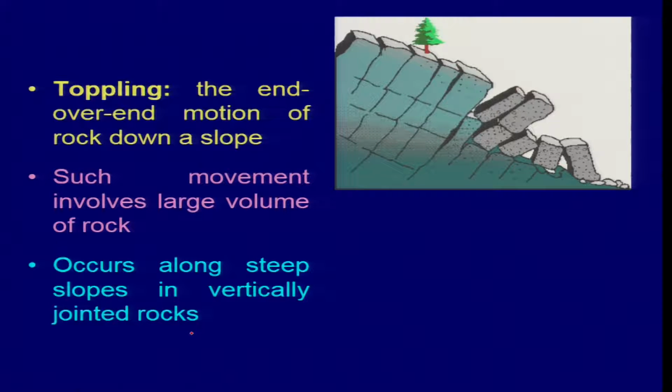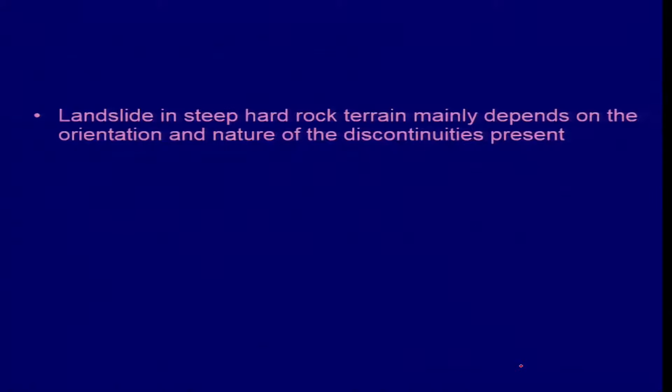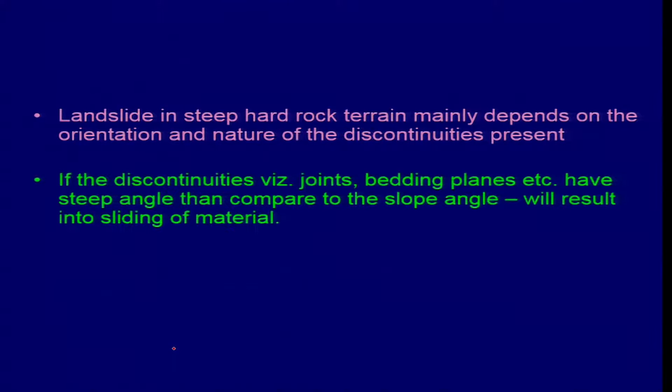And the another one which we looked at was if you have bedding planes which are dipping towards the slope. So, these are the vertical joints and those are the bedding planes which we are talking about. So, landslide in steep hard rock terrain mainly depends on the orientation and nature of the discontinuities. Now, discontinuities are mainly the joints, bedding planes, etc.